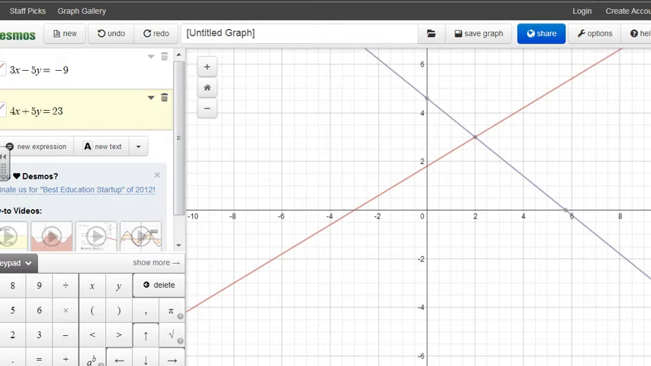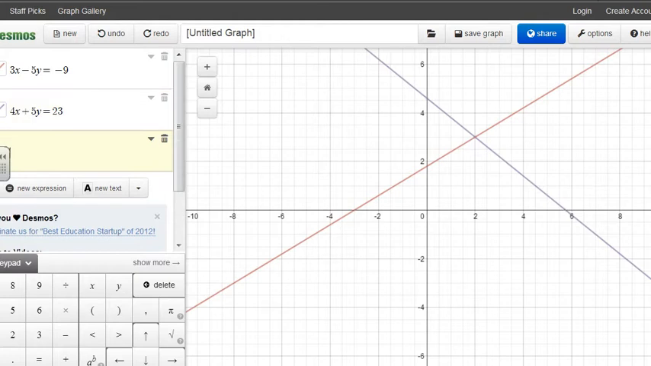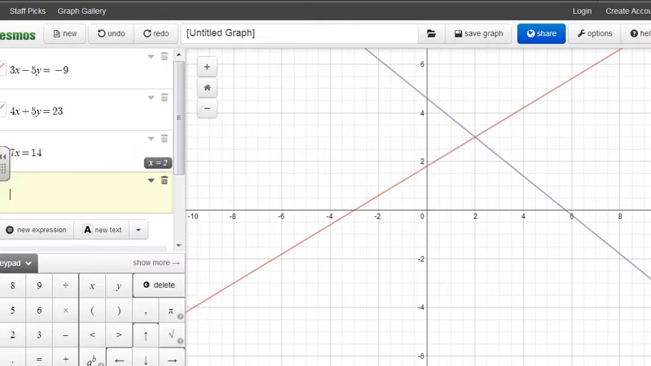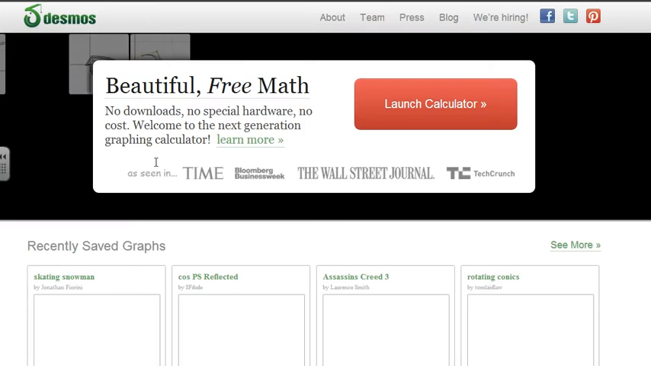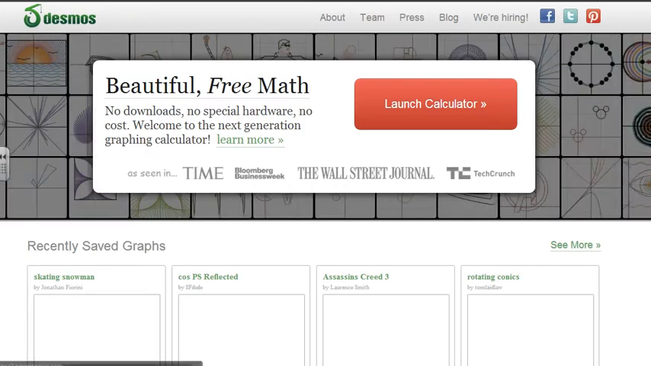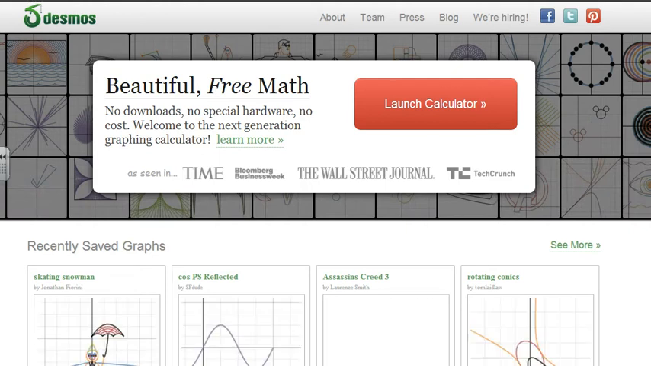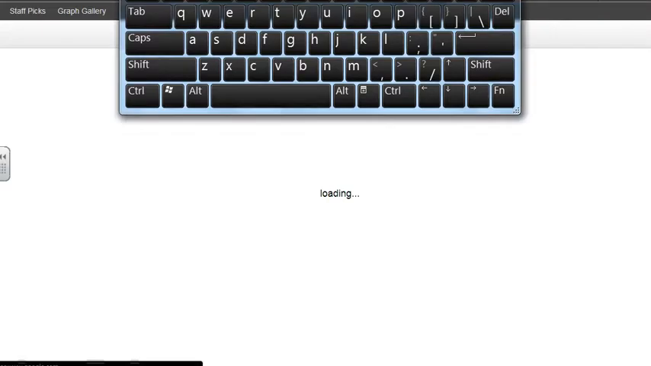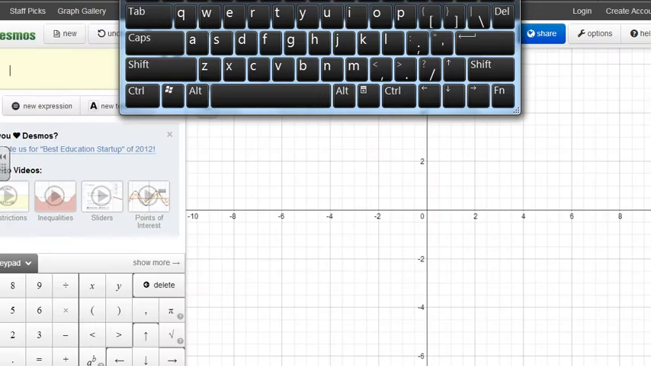If we add these two equations together, what are we going to get? 7x equals positive 14. Hit enter, and it just says x equals 2. It's not going to graph the line x equals 2 this way. Can I go back? Can I get rid of that keyboard? Go back.